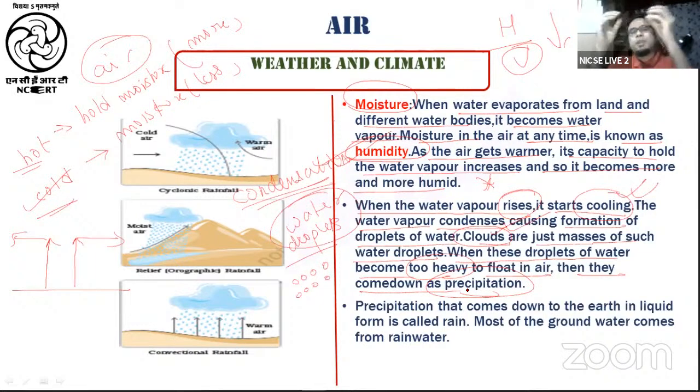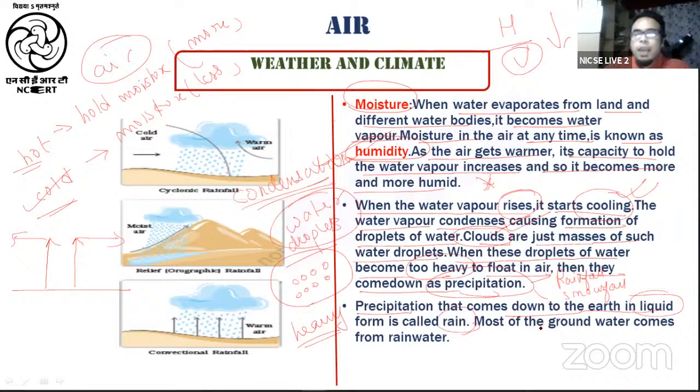So when these water droplets come together to form clouds, at one point of time, what happens? This becomes very heavy. It becomes so heavy that the atmosphere is not able to hold it. And because of this, these water droplets will fall from the sky towards the surface of the earth, and this is called precipitation. And precipitation can occur both in the form of rainfall, and it can also occur in the form of snowfall. Fine. So the precipitation that comes down to the earth in liquid form is called rain, and most of the groundwater comes from rainwater.